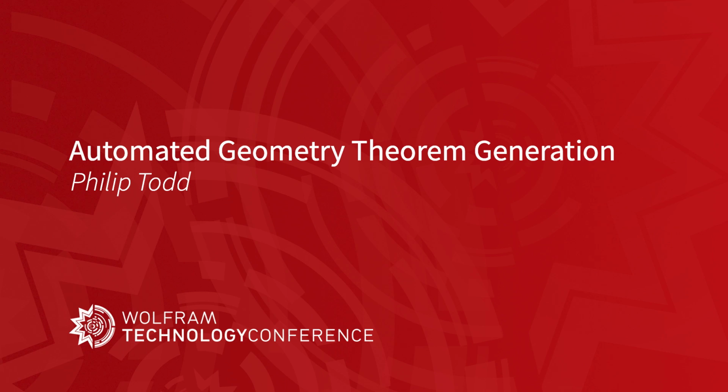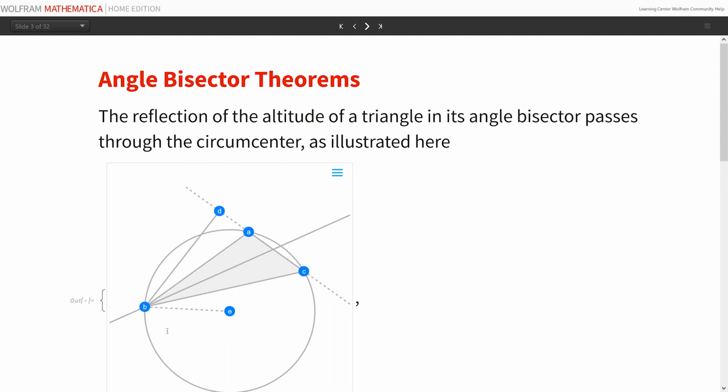So I'm going to talk about automatically discovering geometry theorems, something you might want to do if you wanted to pose a proof problem that the solution didn't exist on the internet, or one might want to do to automatically provide test situations for a symbolic geometry program. Specifically, I'm going to talk about angle theorems, and even more specifically, I'm going to talk about angle bisector theorems.